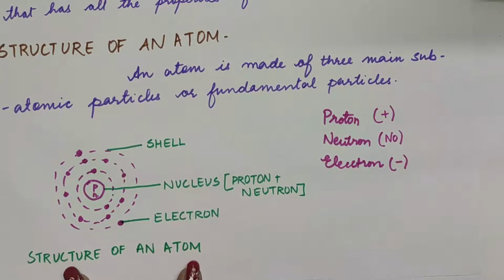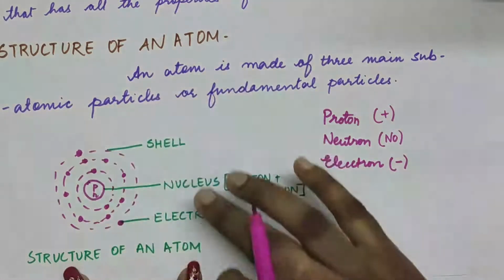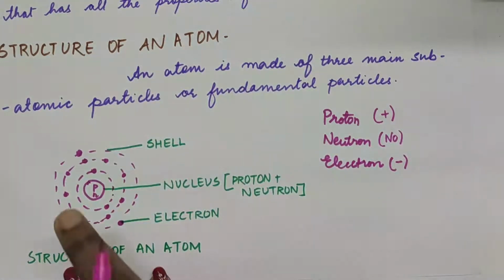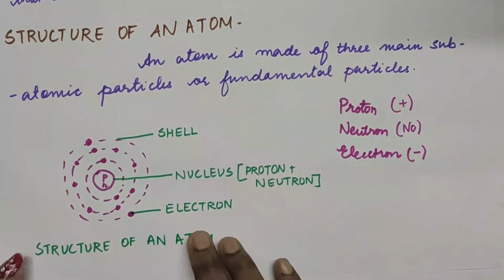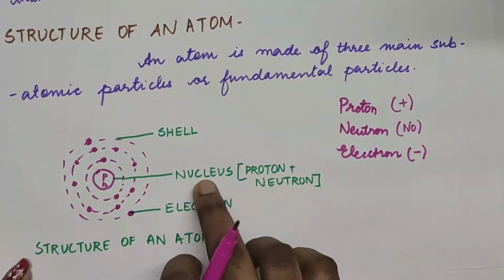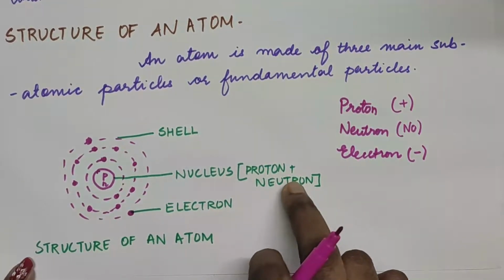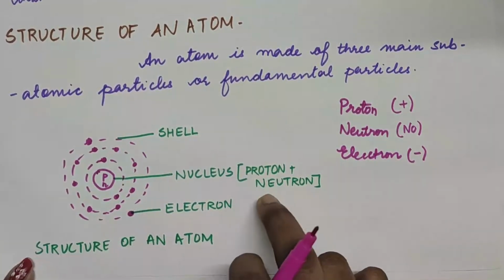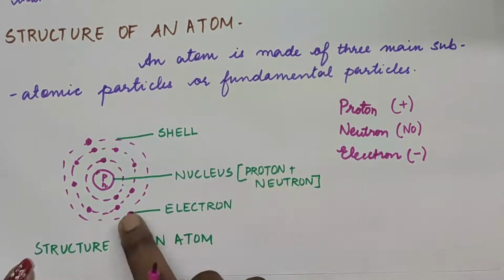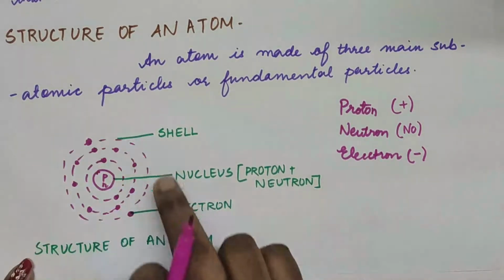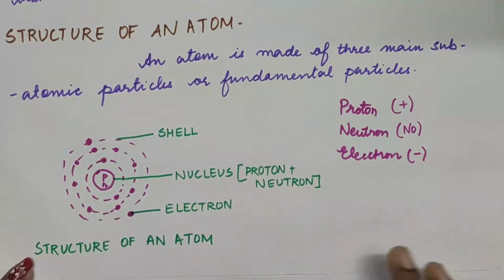Negative charge. Okay children, this is somewhat how the atom looks. In the structure of an atom, remember that the nucleus is in the center consisting of protons and neutrons, and as the neutron has no charge, the nucleus is taken as positively charged because of the proton, and the electron has a negative charge and revolves around in the shells.